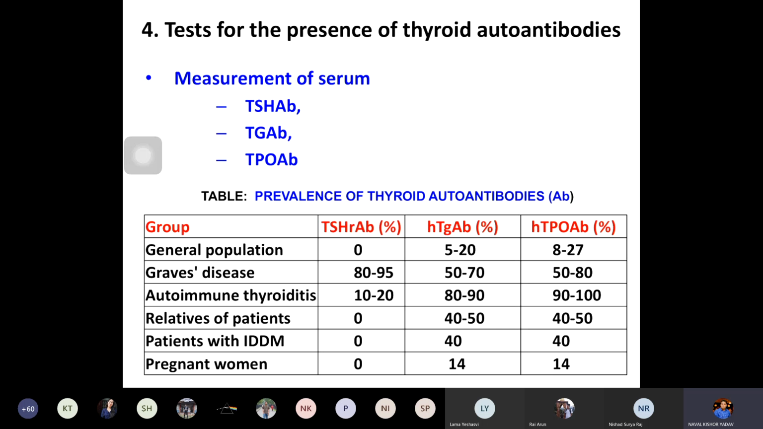Antibodies can be measured. Out of these three, in the laboratory they generally prefer to measure anti-TPO, the antibody against the thyroid peroxidase enzyme. In the market, in the lab, it is called anti-TPO. That is the autoantibody produced against the thyroid peroxidase enzyme. So you can measure these antibodies if you have any doubt of autoimmune diseases related to these thyroid disorders.